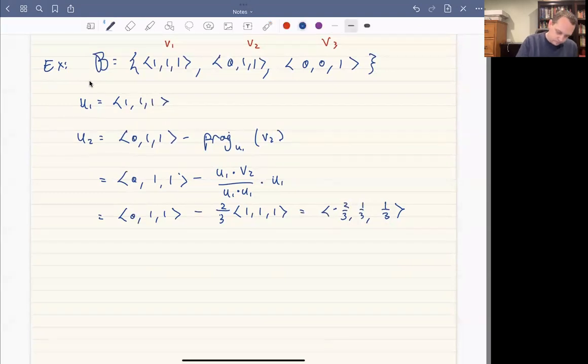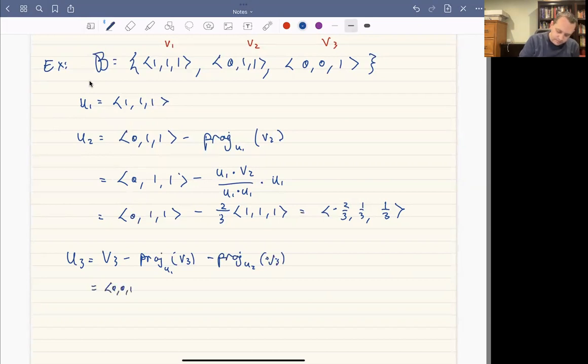We really do get 0. And now let's do this again, and let's work with U3. So U3 is going to be V3 minus the projection of V3 on U1 minus the projection of V3 on U2. And so V3 is this vector 0, 0, 1. And then if I subtract the projection of V3 onto U1, this is going to be U1 dotted with V3 divided by U1 dotted with itself times U1, and then minus U2 dotted with V3 over U2 dot U2 times U2.